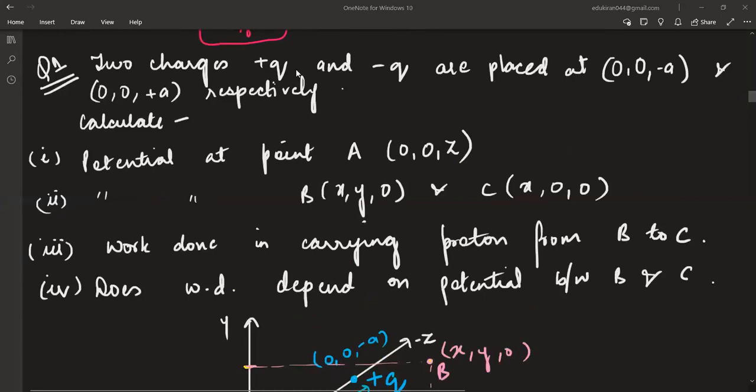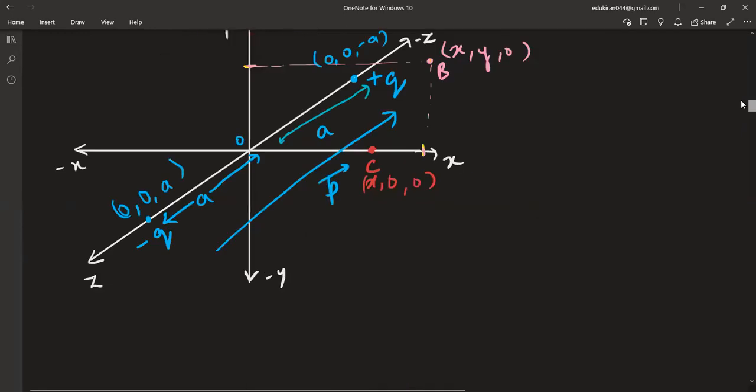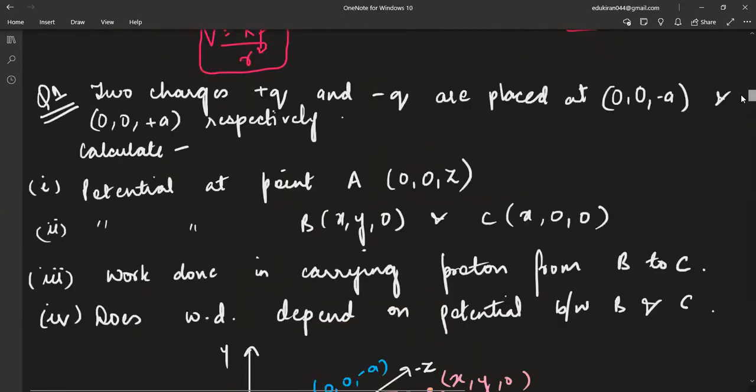Class, just note down the question first because it's a little lengthy question, then we'll practice it. First note it down, then I'll discuss.